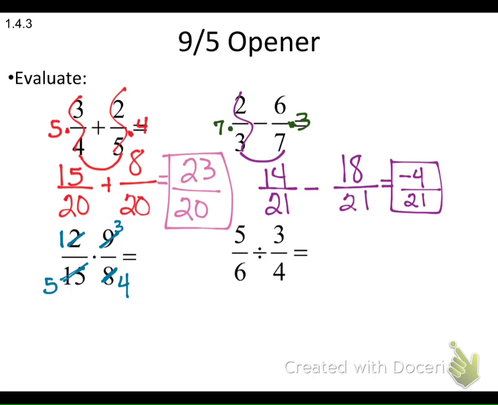Now when I multiply, I just multiply straight across. So multiply your numerators together. What's 1 times 3? 3. And then multiply your denominators together. What's 5 times 4? 20. And because we reduced at the beginning, it's already in simplest form.